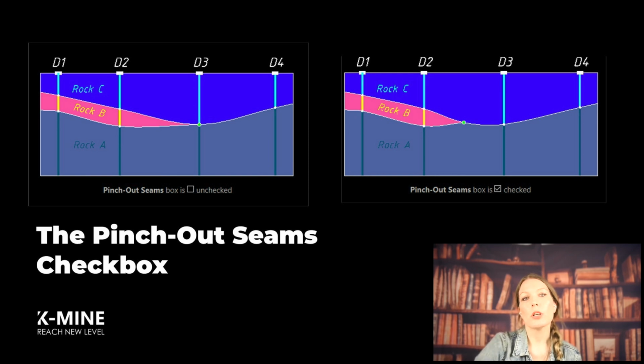So when working with wedging out layers, there is an option to refine the process using an auxiliary checkbox. The pinch out seams checkbox controls how rock pinch outs are handled based on the drill hole intervals. If it's unchecked, pinch outs are generated where there is no rock interval in a drill hole. If it's checked, the pinch outs are placed horizontally halfway through the drill holes where the pinch out occurs, and vertically at the center of the pinch out rock's thickness.